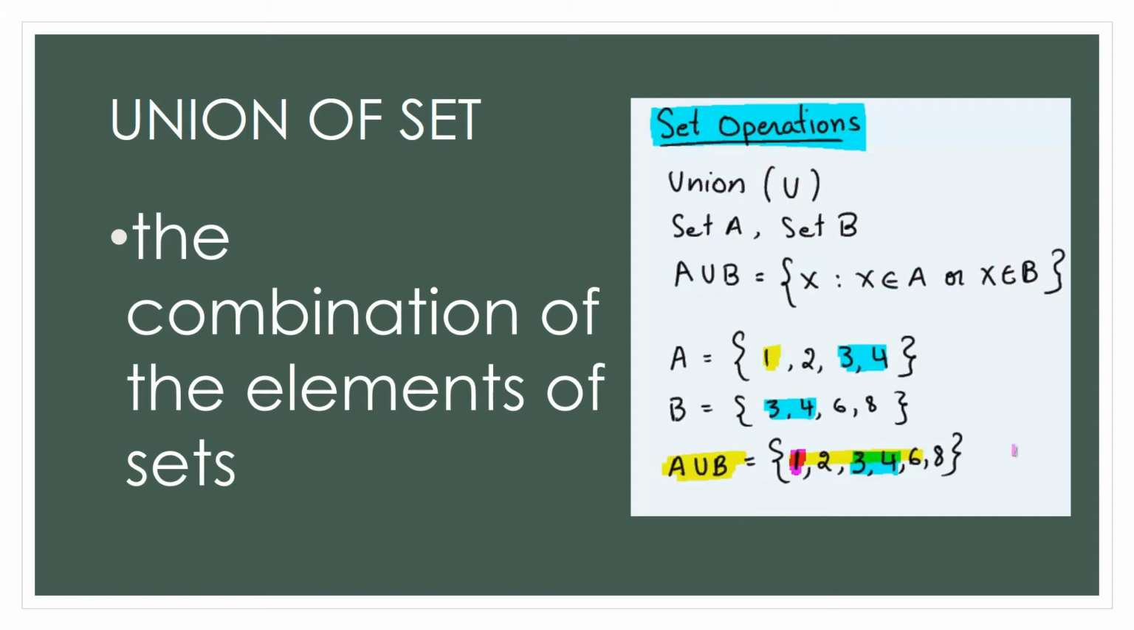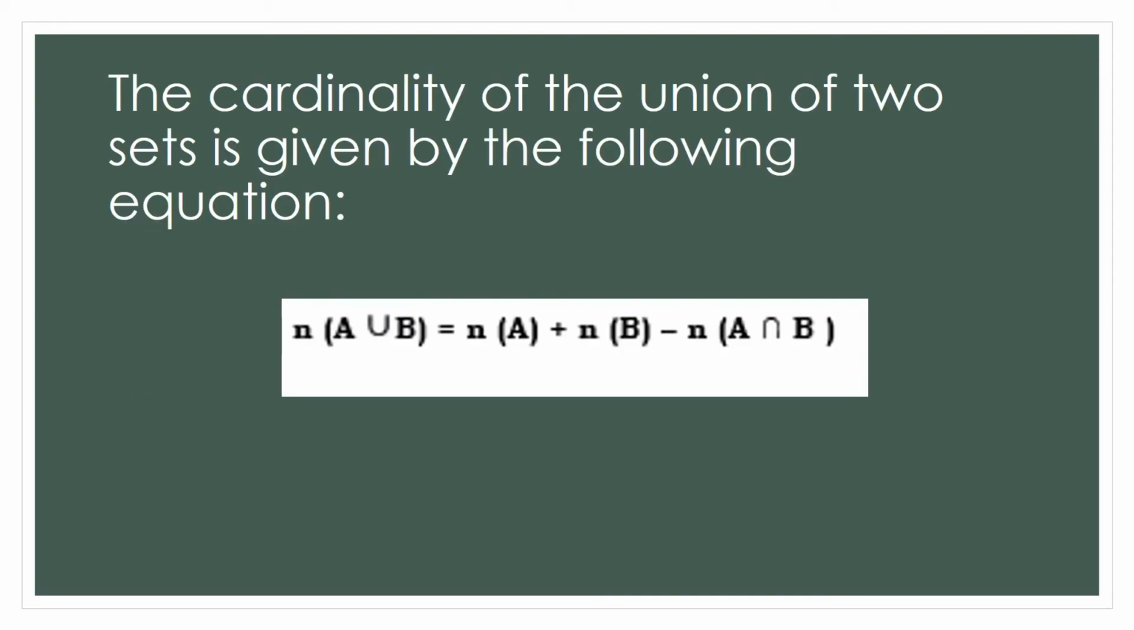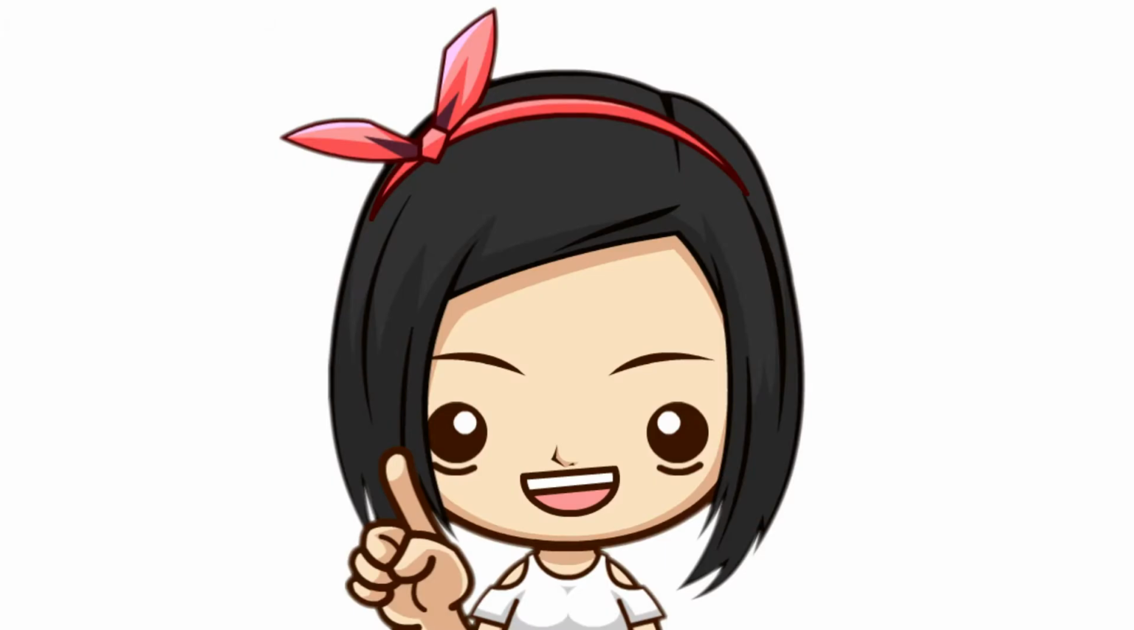The cardinality of the union of two sets is given by the following equation. The number of elements of set A union set B is equal to the number of elements of set A added to the number of elements of set B, minus the number of elements in their intersection. The important thing we need to remember when we get the union of sets is that we add all the elements of the sets involved, and we will not repeat the elements considered as the intersection of the sets.